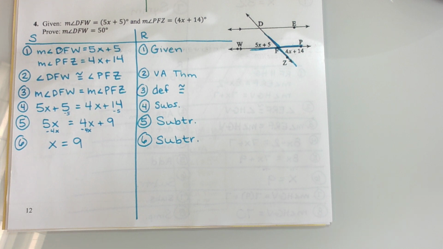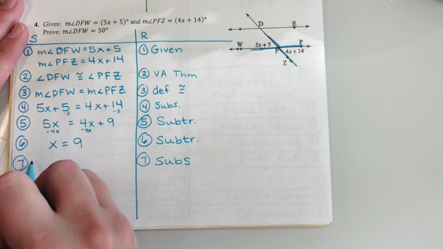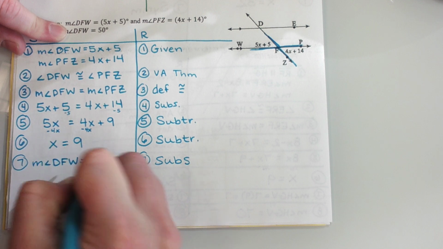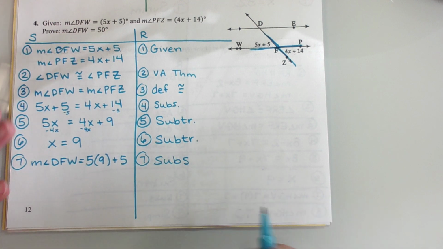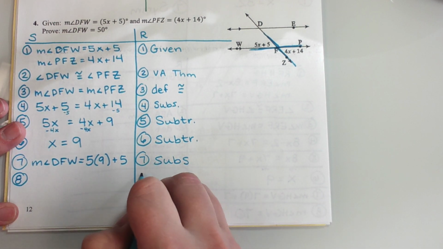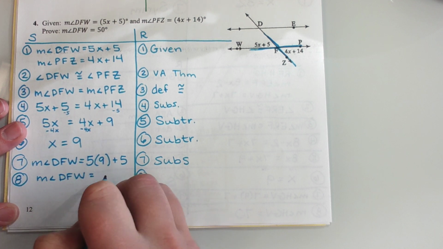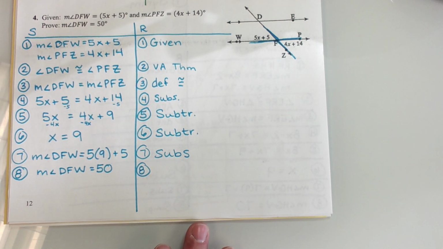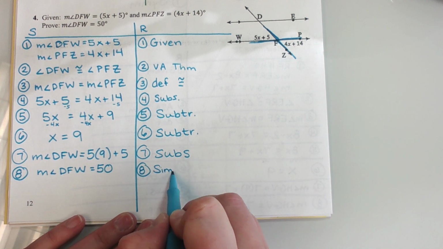Okay, x equals 9. Am I done? No, it's not what I'm looking for. I need to plug back in, which is substitution. I'm plugging back in. I want DFW, so the measure of angle DFW equals, it was 5x plus 5, which is 5 now times 9 plus 5. 5 times 9 is 45, add 5 is 50, which is what we wanted. Actually doing that math, what's the step called? Yep, simplify.